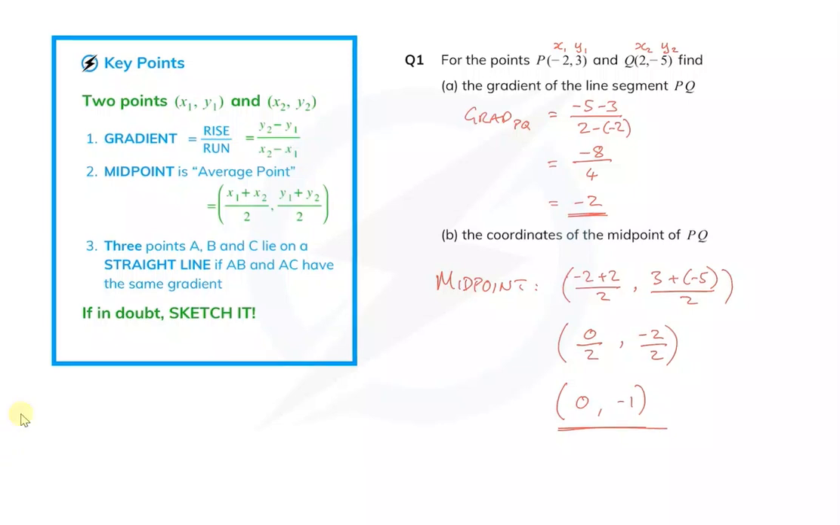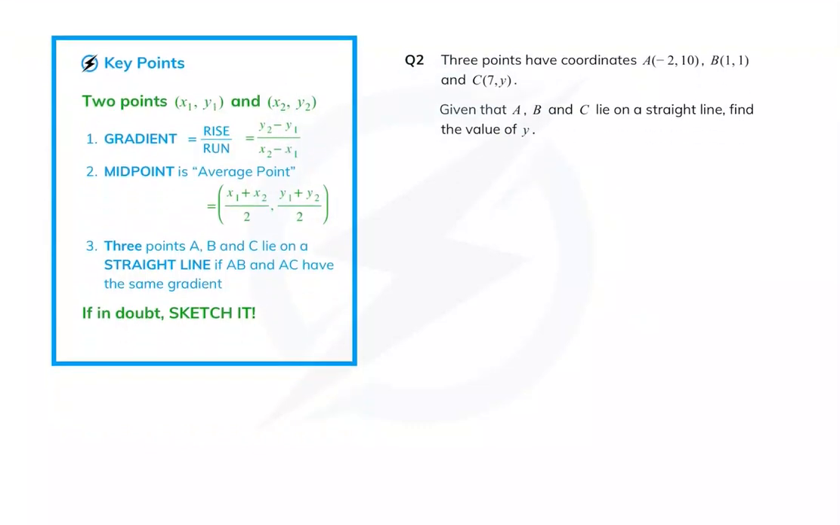Right, let's have a look at a slightly harder question. This time we're given 3 points, (-2, 10), (1, 1), and (7, y). So there's an unknown here, which presumably we're going to have to find. And sure enough, we're told that they lie on a straight line, and we're asked to find the value of y. Well, we're just going to use the fact that the gradients of AB and AC must be equal.